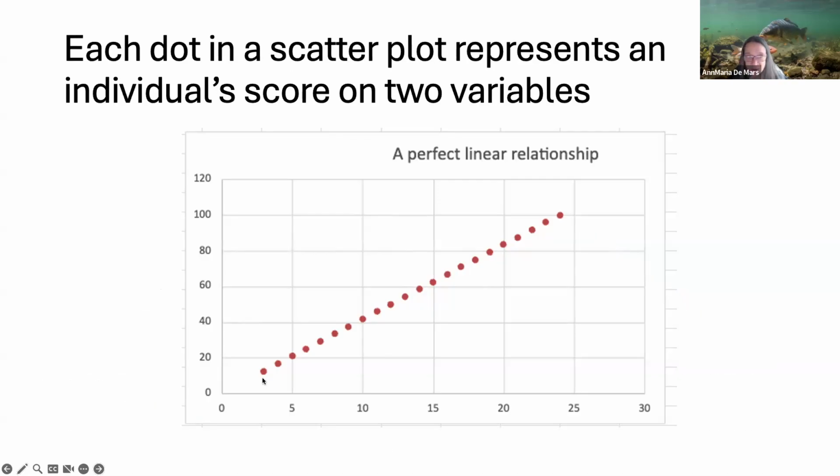Now, each of these dots represents an individual score on two variables. So this person right here got less than 5 answers correct, and they scored less than 20%. This person up here got 24 answers correct, just a little bit less than 25, and they scored 100%. So that's what each dot on a scatter plot is: the person's score on one measure on the x-axis and on the other measure on the y-axis, and there's where we put that dot.